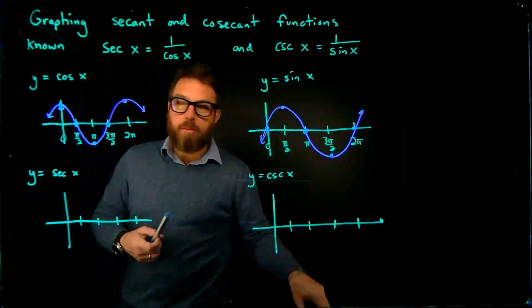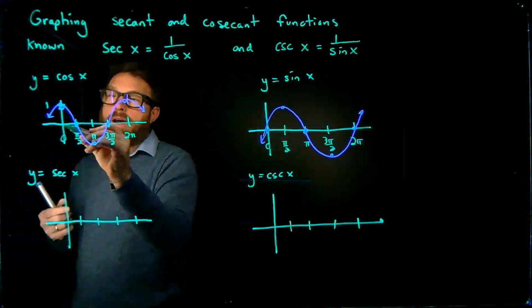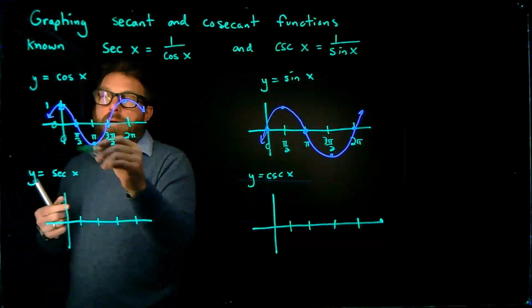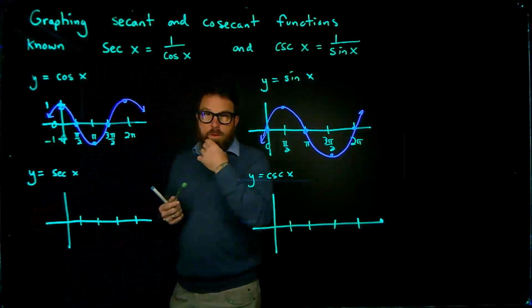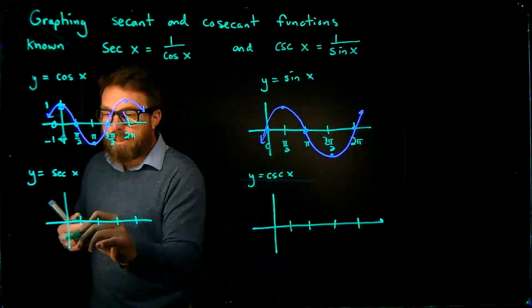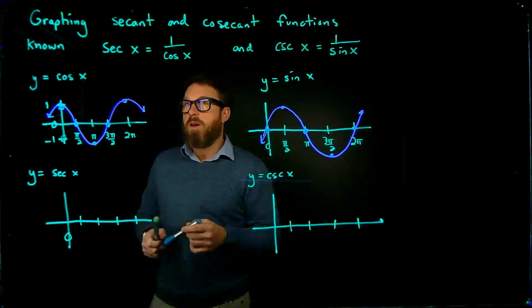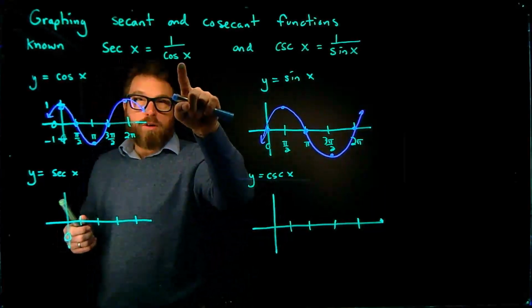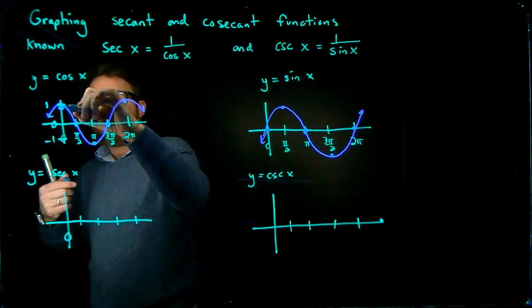So I know that the output is going to be equal to 1. It goes to (pi over 2, 0), (pi, -1), and so on. So what I'm going to be looking at is their outputs at particular angles. At 0, what would the output of the secant function be? Well, the secant function is 1 over the cosine of x, and when I plug in 0, I get an output equal to 1.